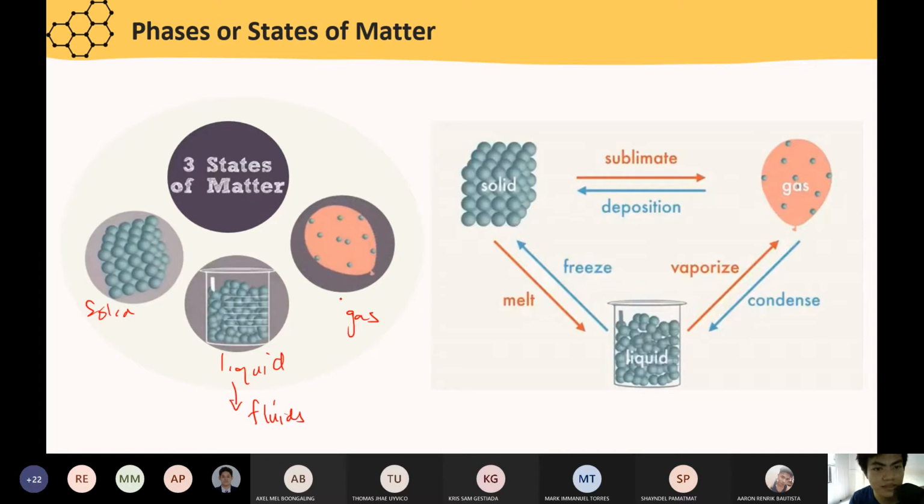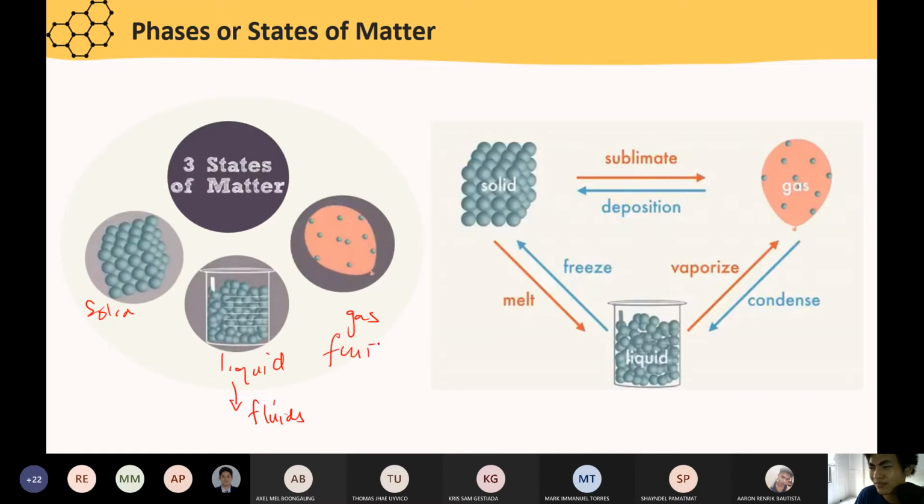And then for gases, if you further increase the temperature, that means the distance of the atoms become bigger, no? Because they gain enough energy to separate from each other. Okay? So yun, the more energy you provide them, the farther they will go. So ibig sabihin, magiging gas na sila. Okay? So yan, gas is still a fluid, no?